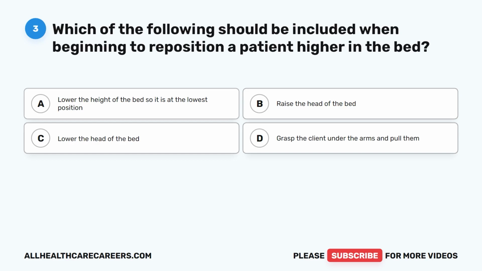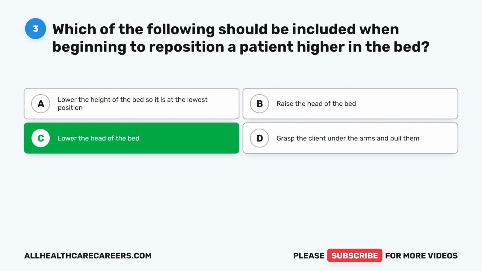Question 3. Which of the following should be included when beginning to reposition a patient higher in the bed? A. Lower the height of the bed so it is at the lowest position. B. Raise the head of the bed. C. Lower the head of the bed. D. Grasp the client under the arms and pull them. The correct answer is C. Lower the head of the bed.